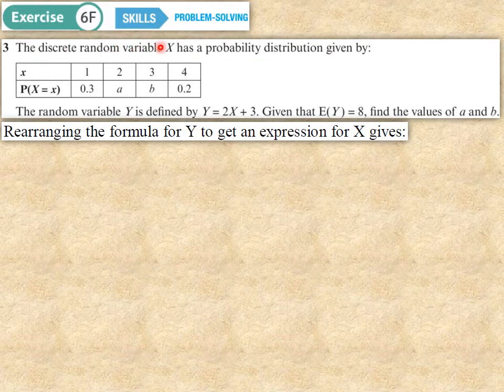Okay, the discrete random variable x has a probability distribution. So they gave us a probability distribution. There are 2 unknowns. The random variable y is defined by this formula. Given that it's the same thing, and you rearrange. Although the working is here, I would like you to pause your video here. Try to do this question on your own, and then you can see the solution. So pause the video and then check your solution.